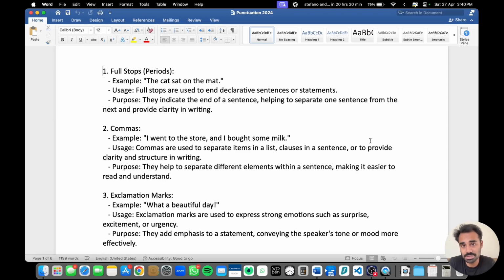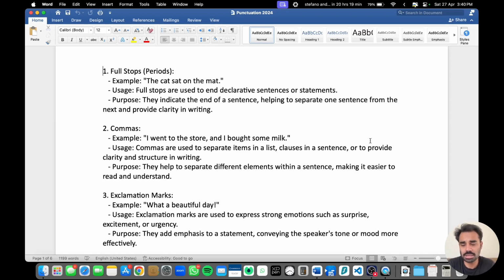Or you can call them periods as well. The first example on your screen is: The cat sat on the mat. Very simple. At the end of an assertion, a declarative sentence or statement, you definitely put a full stop. The purpose is that they indicate the end of a sentence, helping to separate one sentence from the next and provide clarity in writing. It's a very basic thing.